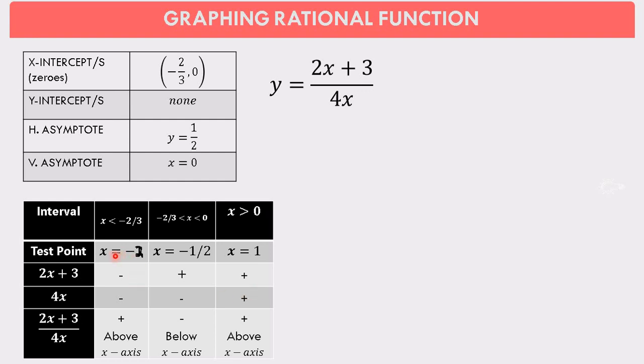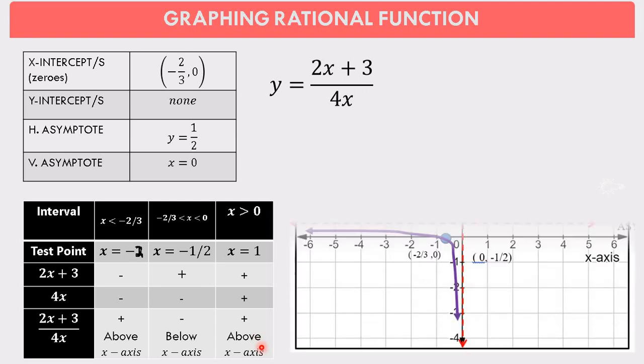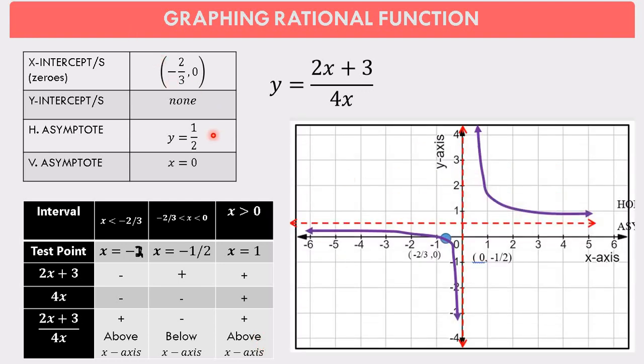So therefore, the region x less than negative 2/3 must be above the x-axis. x between negative 2/3 and 0 must be below the x-axis. And lastly, x greater than 0 must be above the x-axis. So first, the asymptote y equals 1/2, between 0 and 1. So the broken line. And next one, x equals 0, at the origin, then a broken line.